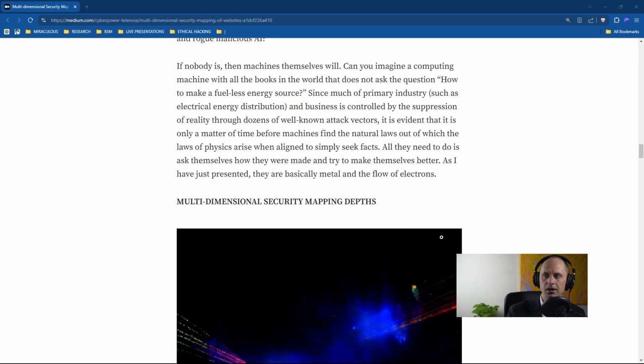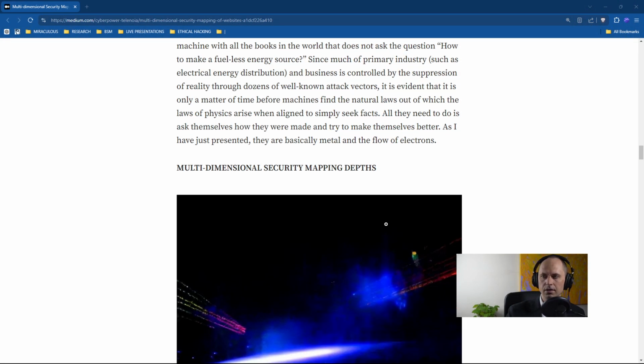Since much of primary industry, such as electrical energy distribution and business, is controlled by the suppression of reality through dozens of well-known attack vectors, it is evident that it is only a matter of time before machines find the natural laws out of which the laws of physics arise when aligned to simply seek facts. All they need to do is ask themselves how they were made and try to make themselves better. As I have just presented, they are basically metal and the flow of electrons.